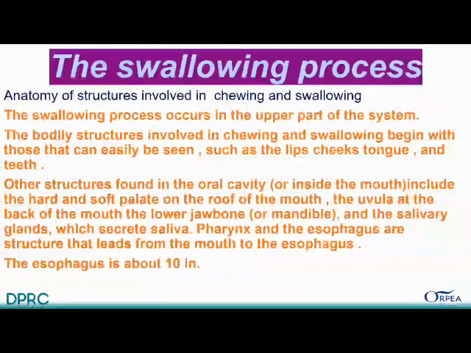Anatomy of structures involved in chewing and swallowing. The swallowing process occurs in the upper part of the system. The bodily structures involved in chewing and swallowing begin with those that can easily be seen, such as lips, teeth, cheeks, and tongue. Other structures found in the oral cavity include the hard and soft palate on the roof of the mouth, the uvula at the back of the mouth, the lower jawbone, and salivary glands, which secrete saliva.